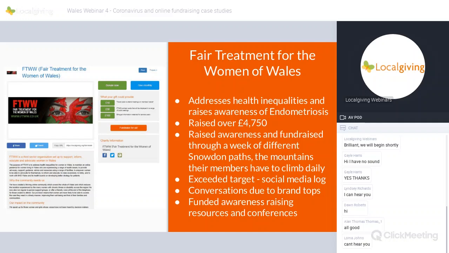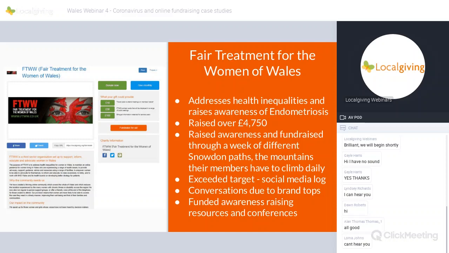This is a North Wales group, FTWW. They really address health inequalities for women in Wales, and particularly raise awareness of endometriosis. They have raised close to £5,000 already through local giving. And they do fundraisers that both raise awareness and raise income at the same time. They wanted to do a Snowdon-based challenge, as that was local to them, but they didn't just want to climb Snowdon. They wanted to do something that even local people would appreciate was a real challenge.